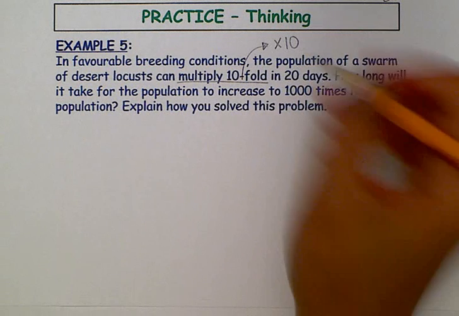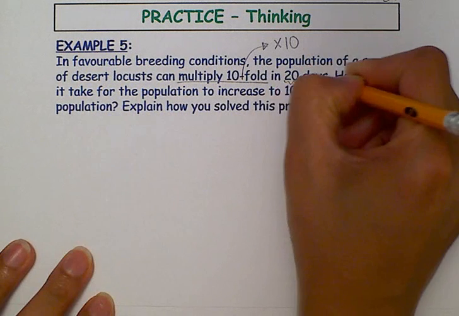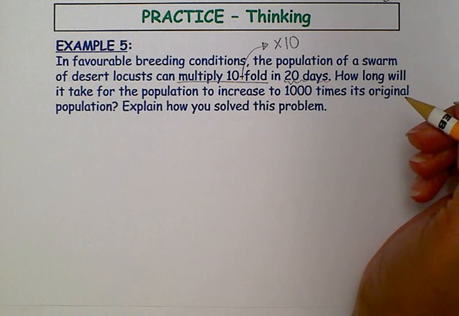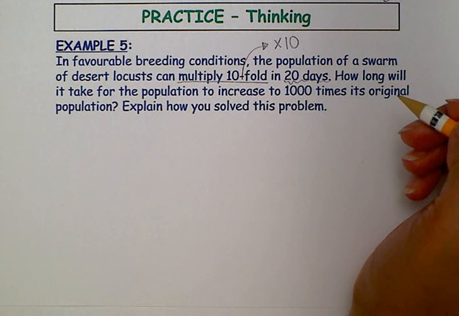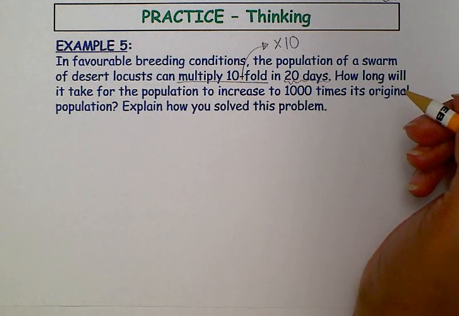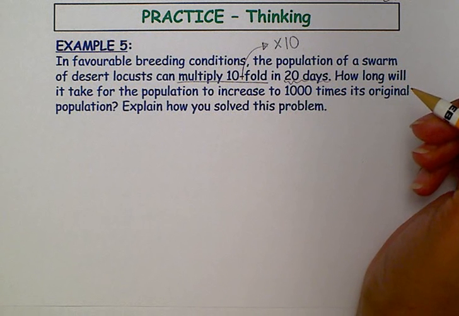You're also told how long it takes for it to actually increase by a factor of 10, or by a ratio of 10. We know that it takes 20 days for that to happen. And then it says, how long will it take for the population to increase to 1,000 times its original population? And then explain how you solve this problem. I'm noticing in this question that we're not actually given the initial population, so we are going to have to make some assumptions. And we're trying to figure out when it'll increase to 1,000 times its original population.